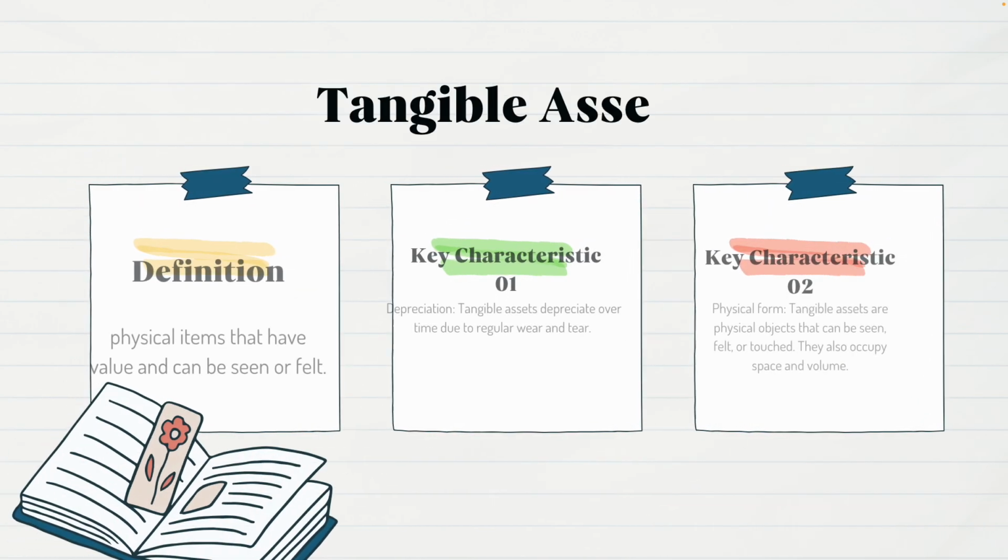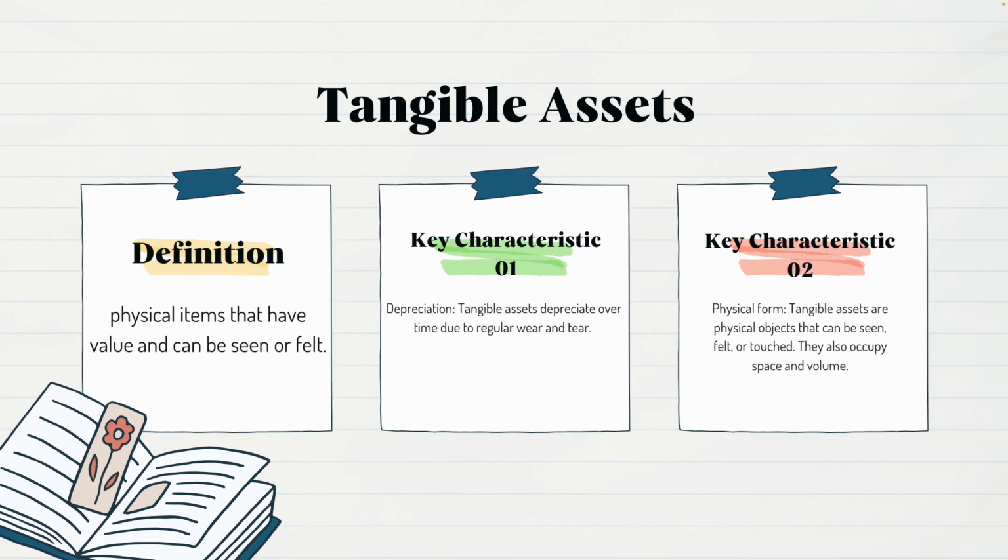Don't worry, almost done. Tangible assets are physical items that have value and can be seen or felt. Let's go on with the key characteristics. Number 1, depreciation. Tangible assets depreciate over time due to their regular wear and tear. Key characteristic number 2, physical form. Tangible assets are physical objects that can be seen, felt, or touched. They also occupy space and volume. Now keep in mind the next asset is exactly the opposite of this.